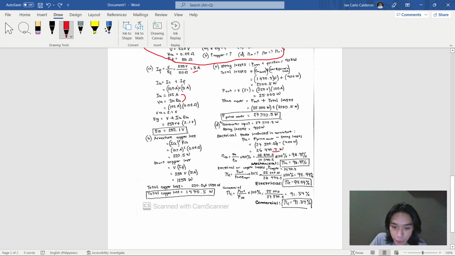And lastly, commercial efficiency, P out over P in, 25,000 over 27,370.5 times 100, and we get the value of 91.34% for the commercial efficiency. That will be all.